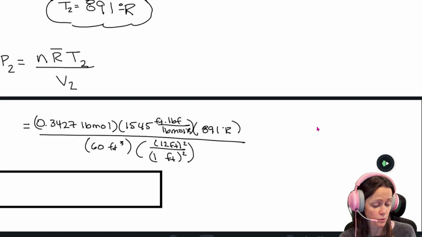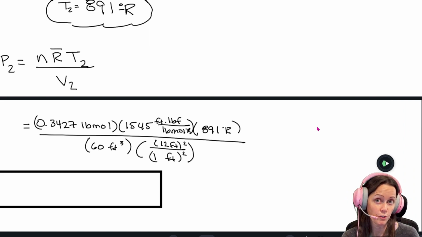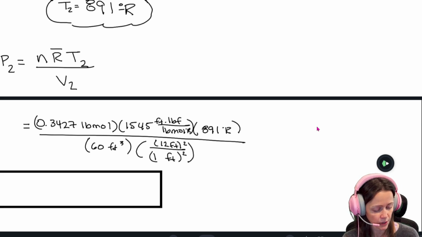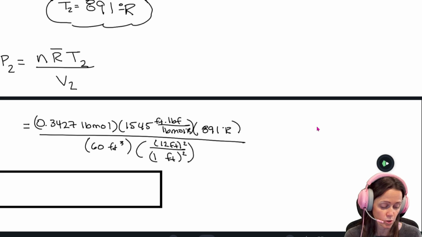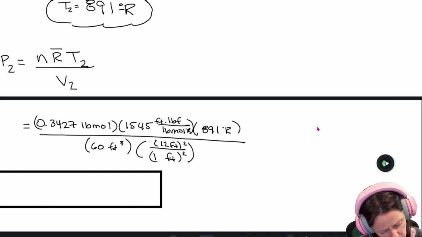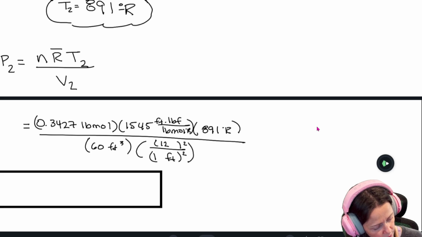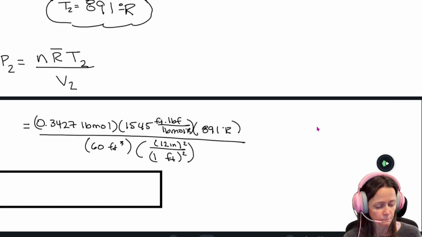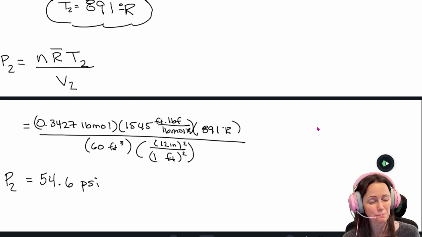I've got the number of moles. I've got my R bar. I chose 1545 just because the units were going to work out nicely. I used 891, which was the temperature that I calculated in part A. Total volume is 60 feet cubed. And then, of course, I need to reconcile the feet. Actually, that's not 12 inches or 12 feet squared, that should be inches squared. And that will allow me to get things in terms of pound force per inch squared, or PSI.